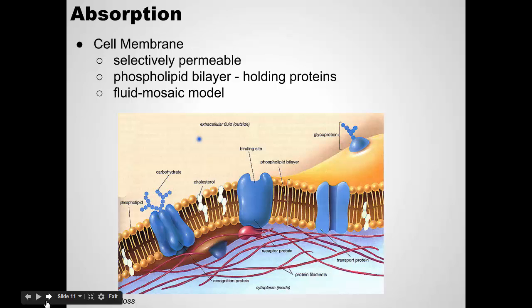So when the cell itself absorbs material from the outside, okay, that's these materials getting from the outside of the cell, which we call the extracellular fluid, is the stuff around cells, through the cell membrane and actually into the interior, into the cytoplasm of the cell.